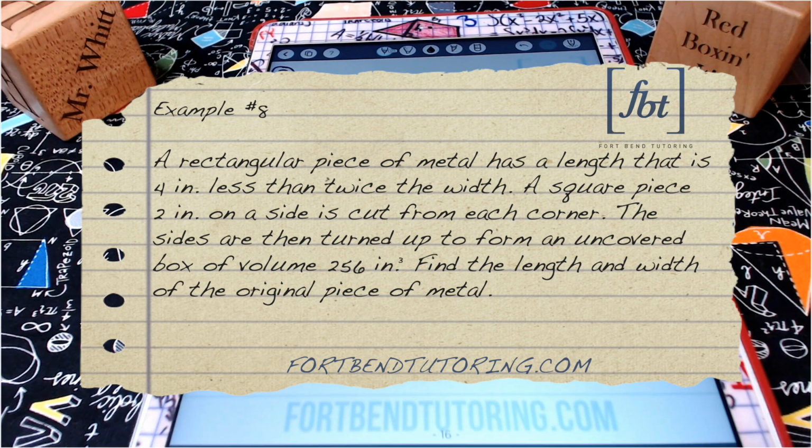In problem number 8, a rectangular piece of metal has a length that is 4 inches less than twice the width. A square piece 2 inches on a side is cut from each corner. The sides are then turned up to form an uncovered box of volume 256 cubic inches. Find the length and width of the original piece of metal. All right, well, they said a lot.